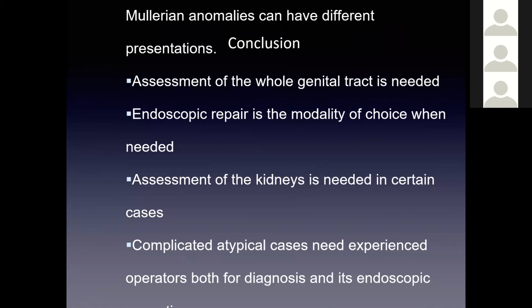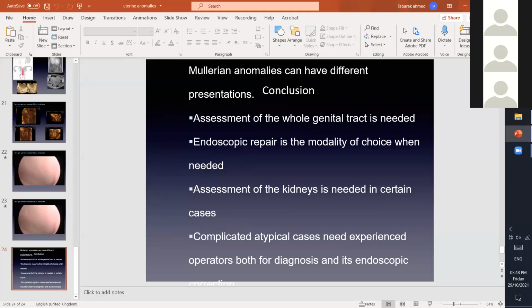Always when you see anomalies that affect the female genital tract, look at the mother's kidneys, because when you find absent kidneys, it can actually lead to the diagnosis of Herlyn-Werner-Wunderlich syndrome.